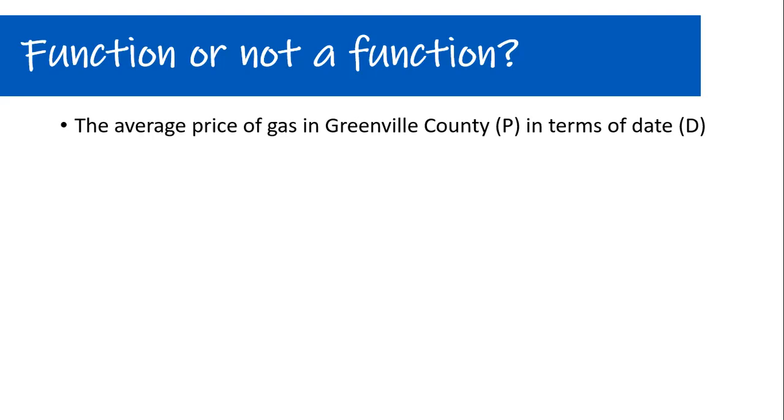Now let's think about this. A function or not a function? The average price of gas in Greenville County in terms of date. What do you guys think? Well, I would say it is a function because for each day, there's only one single average, right? Today's average may be $2.85. We can't have multiple averages in a single day, at least not the way that this is defined.